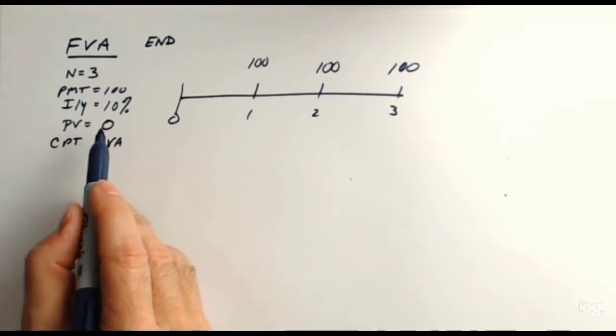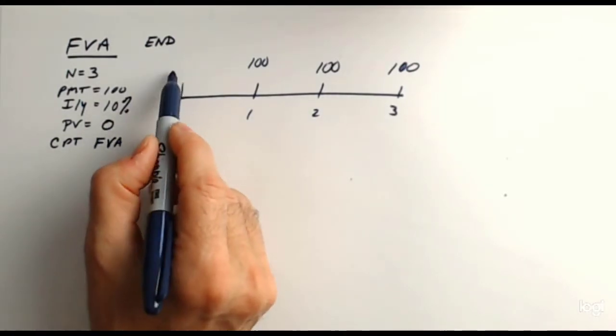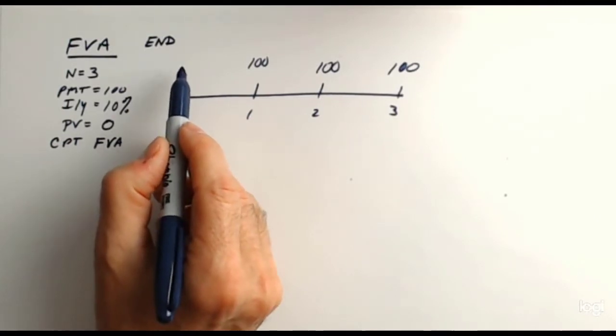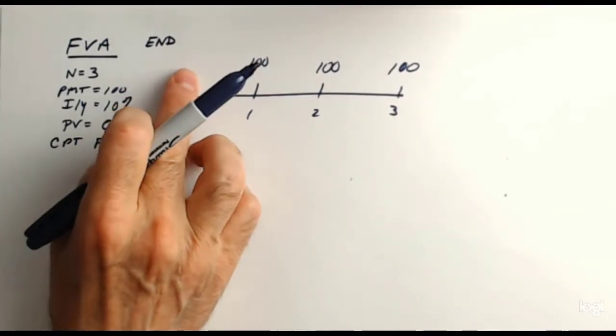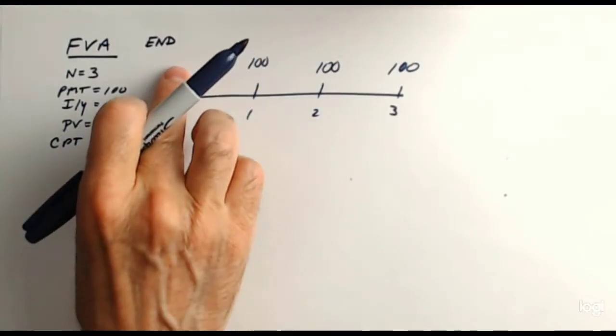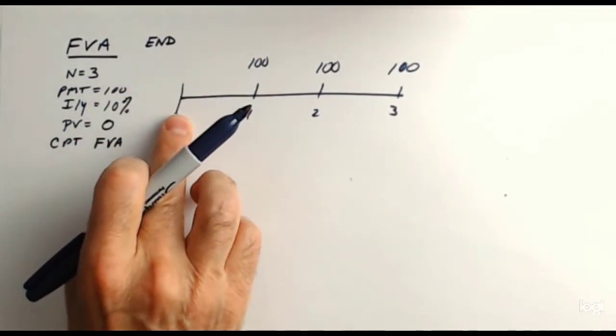Notice I put this present value in at 0 because there's no number here. There's no present value. It's basically 0, but nobody will write it as 0. So just keep that in mind. That's where we get the present value of 0. There is no present value term here.